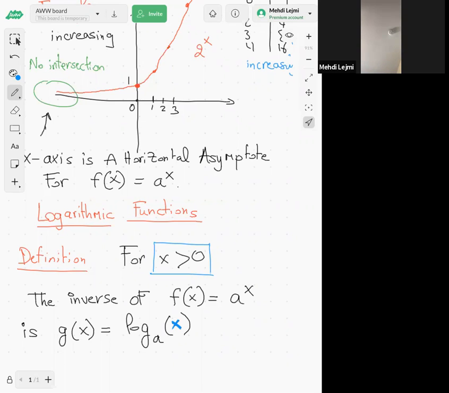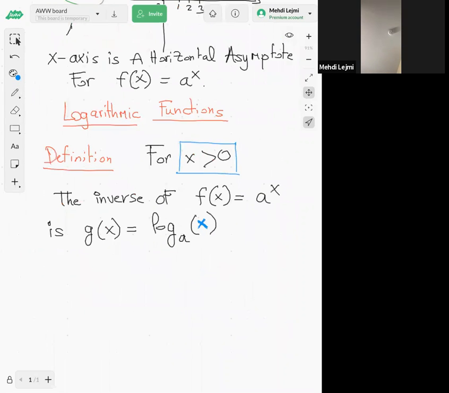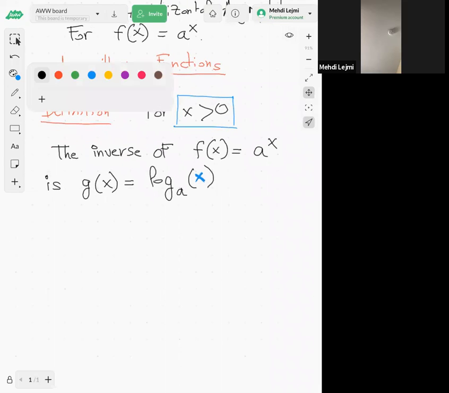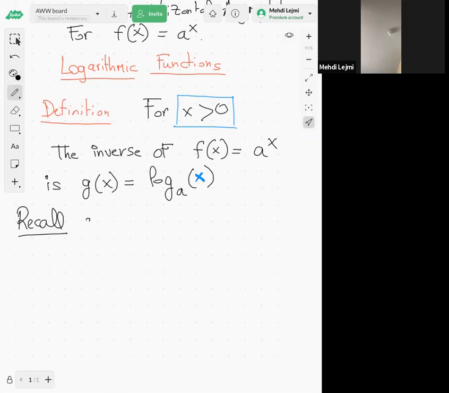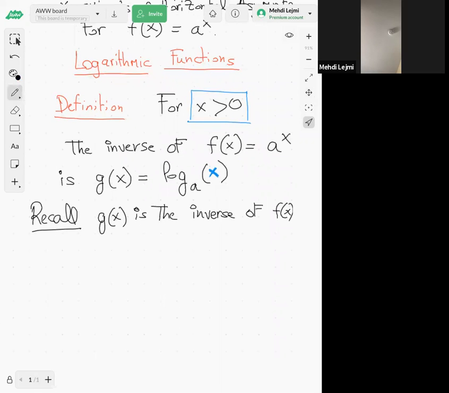So let me just remind you of the definition of the inverse function. Remember, guys, g is the inverse of f. g is the inverse function of f of x if f of g of x is equal to x, and g of f of x is equal to x, right? That's the definition of the inverse function, right?